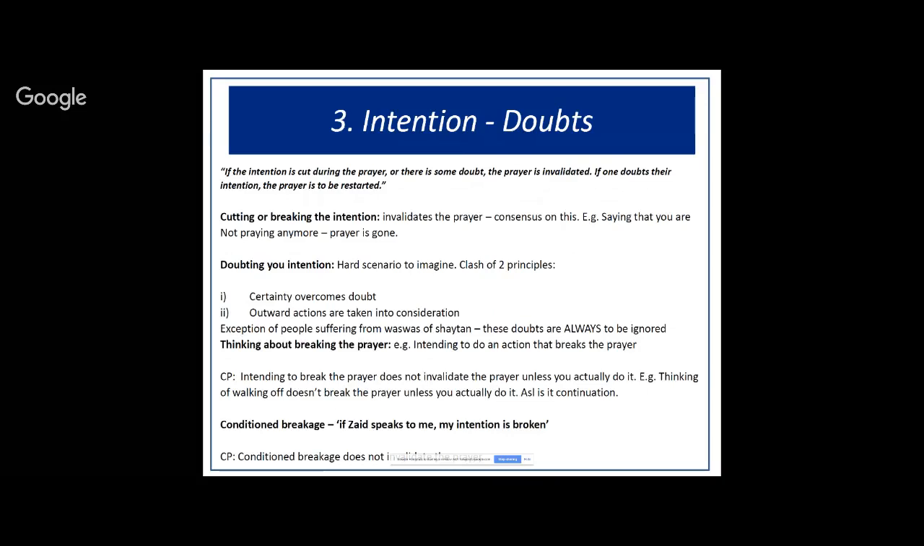So that's very, very important. But this is an exception. We're not talking about that. People who suffer from waswas, they ignore their doubts anyway. We're talking about normal people who are not suffering from waswas. Those are the people we are talking about.